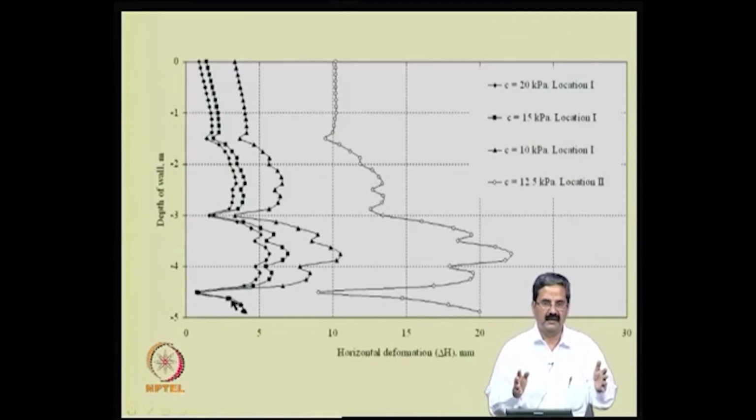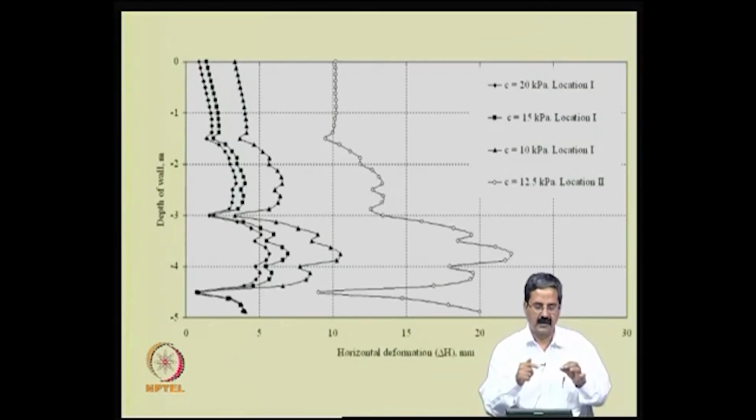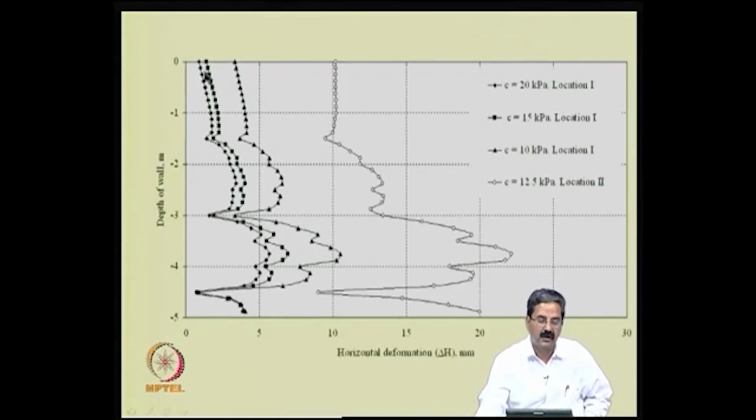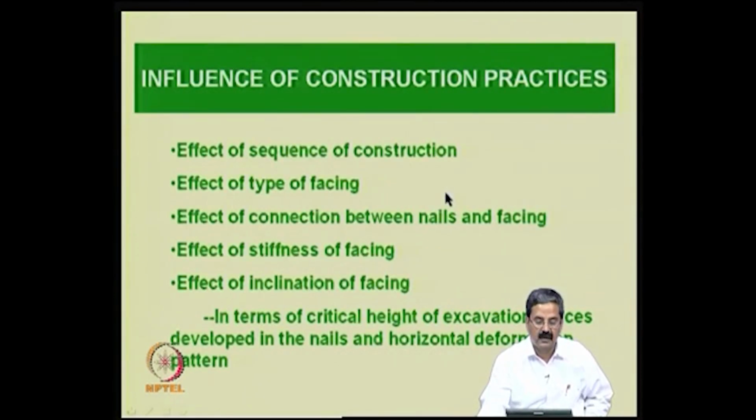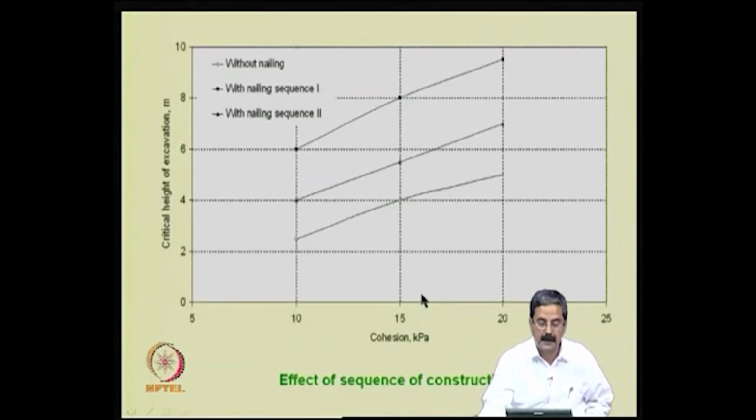We are exactly simulating the same thing as in the field, in the numerical simulations also. Like I excavate, then allow the soil to equilibrate and then find out stresses, then put the nail also and calculate what is the deformation and what happened. Then sequentially, if I plot all these deformations, I will get it like this. Okay. So, once you have this sort of information, one can understand the construction practice, how it is influencing here: sequence of construction, type of facing, connection between nails and facing, stiffness of the facing, and inclination of the facing also, which we will just see.